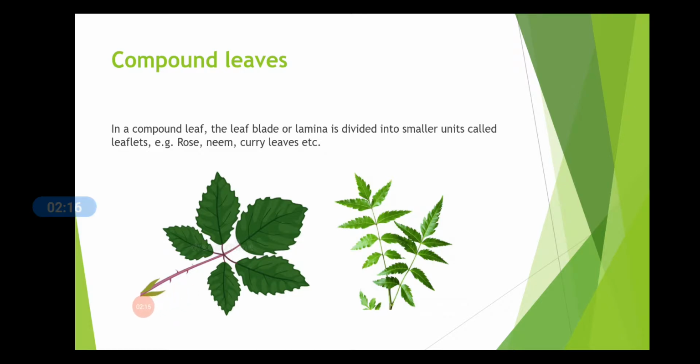Here you can understand that this is the stalk of the leaf. The main lamina of the leaf is now divided into small different parts which are known as the leaflets. See this example of the neem leaf also. Here you can see that from the branch it is arising. This is the petiole which is arising up, and the lamina of the leaf is divided into smaller parts which we call as leaflets.